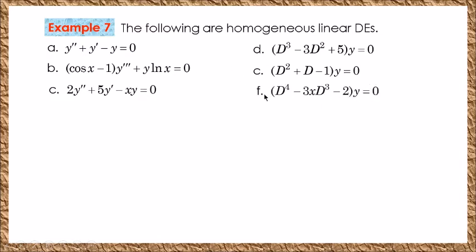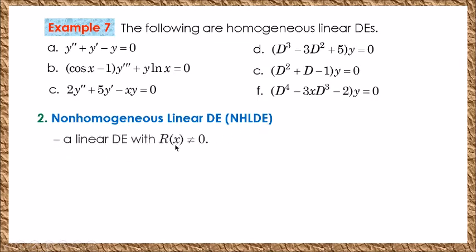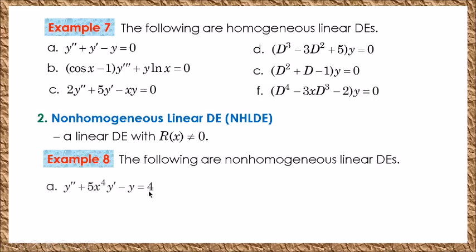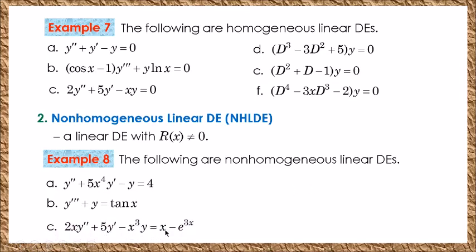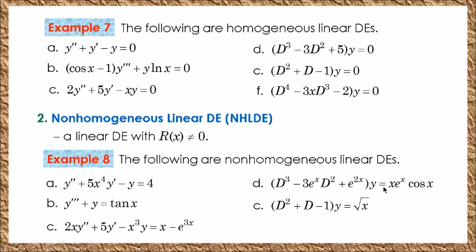So all of these are homogeneous LDE. Non-homogeneous LDE, so NHLDE. So when r of x is not equal to 0, that is a non-homogeneous LDE. The right-hand side is not 0. So the right-hand side is 4. Here, tangent of x. So x minus e to the 3x for letter C. And then we have x e to the x cosine x for letter D. For letter E, we have square root of x. Letter F, ln x. So they are non-homogeneous LDE.